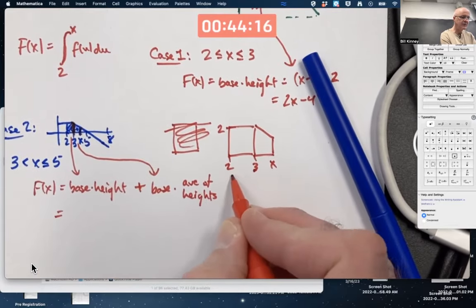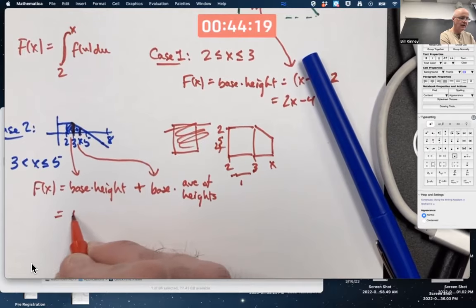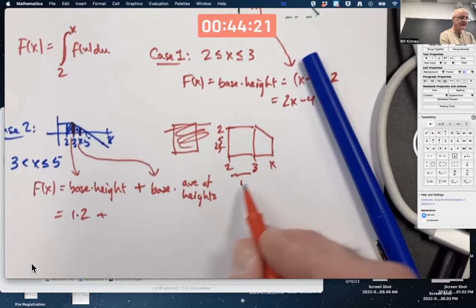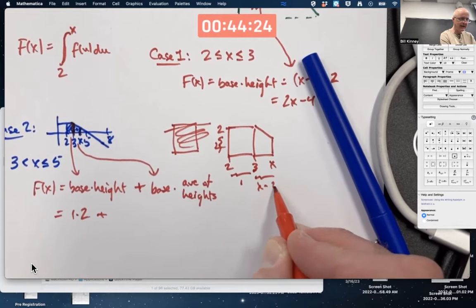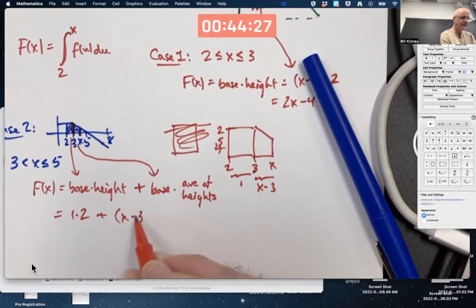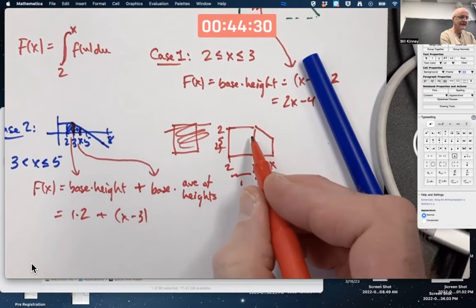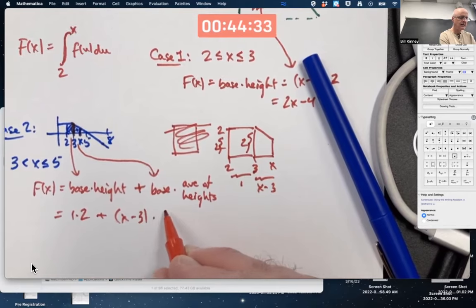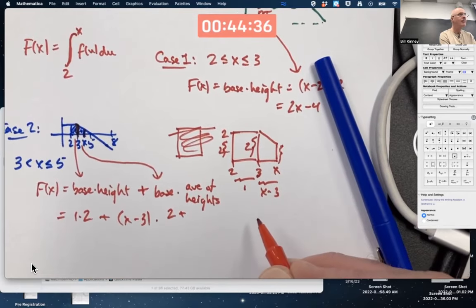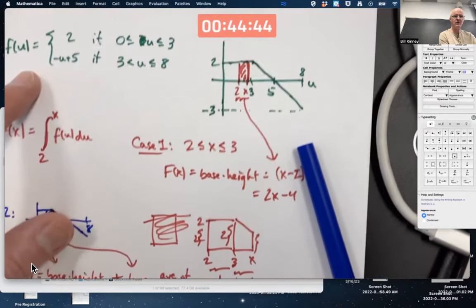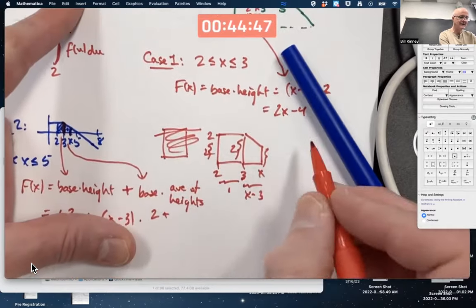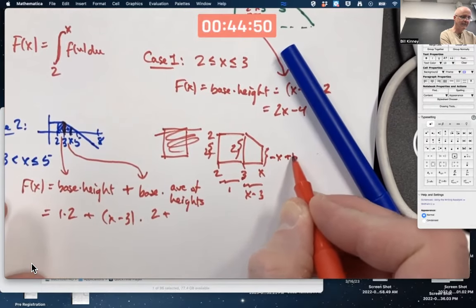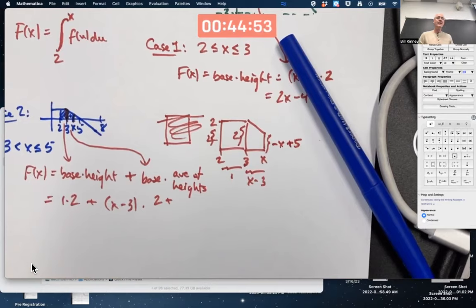The base of the rectangle is 1. Its height is 2. The base of the trapezoid is x minus 3. What's the average of its heights? Well, this height is 2. What's this height? It depends on x, doesn't it? It depends on little f of u. It's negative x plus 5, actually. Or 5 minus x if you prefer. That's a positive number, right? If x is less than 5.